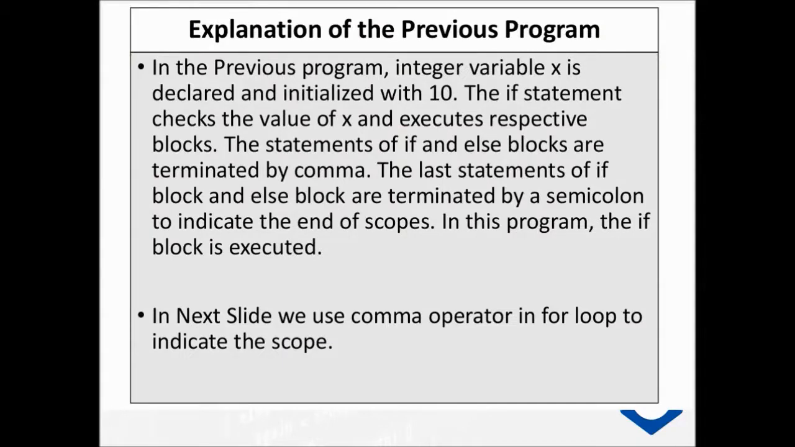In the previous program, the integer variable x is declared and initialized with 10. The if statement checks the value of x and executes the respective blocks. The statements of the if and else blocks are terminated by commas. The last statement of the if block and the else block are terminated by a semicolon to indicate the end of the scopes. In this program, the if block is executed.